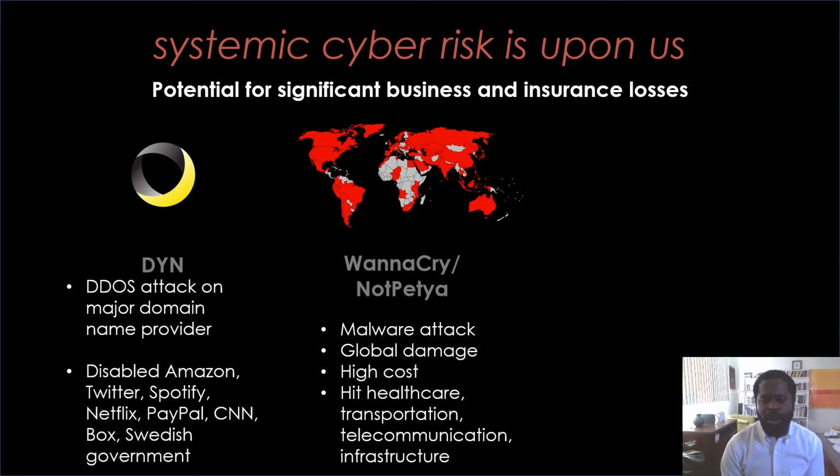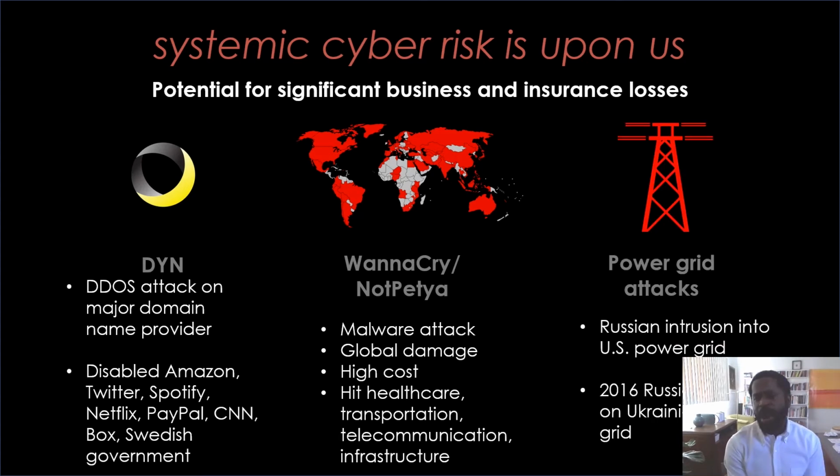Those were global malware attacks and had a high cost and hit a diverse amount of industries, from healthcare to education. And then there were the power grid attacks. In 2016, there was an actual power grid attack where Russia shut down power in Ukraine, but then there have also been the threats, given Russia's intrusion into the US power grid, of the widespread disruption that would happen from a cyber attack on critical infrastructure like the electrical grid.